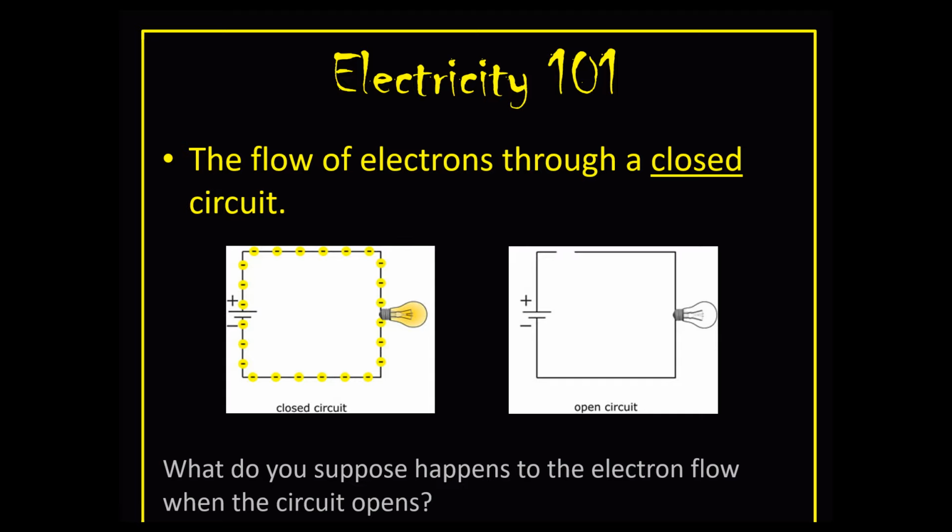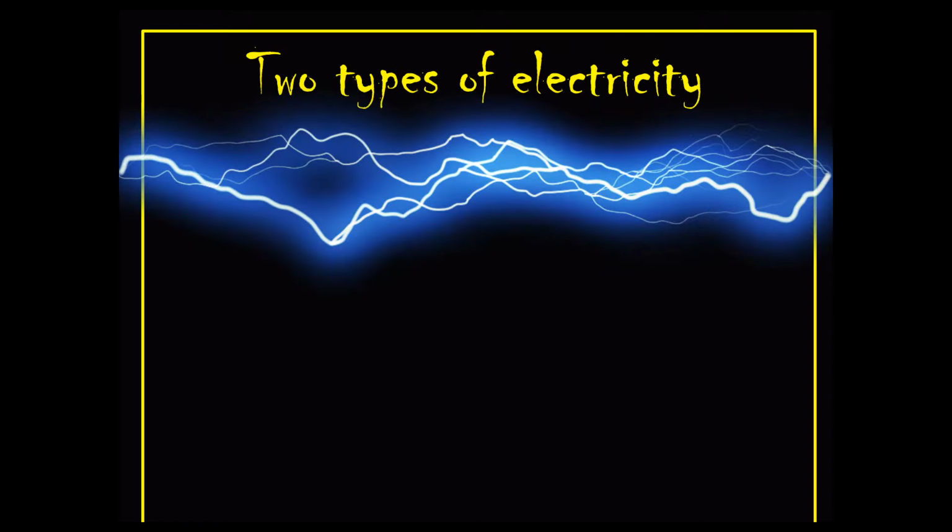So when you have an open circuit, since the path is not complete, the light bulb will not be powered. An example of this would be when you turn off a light switch. When you turn off the light switch, that opens the circuit, and so you don't have that continuous flow of electricity to power your lights.